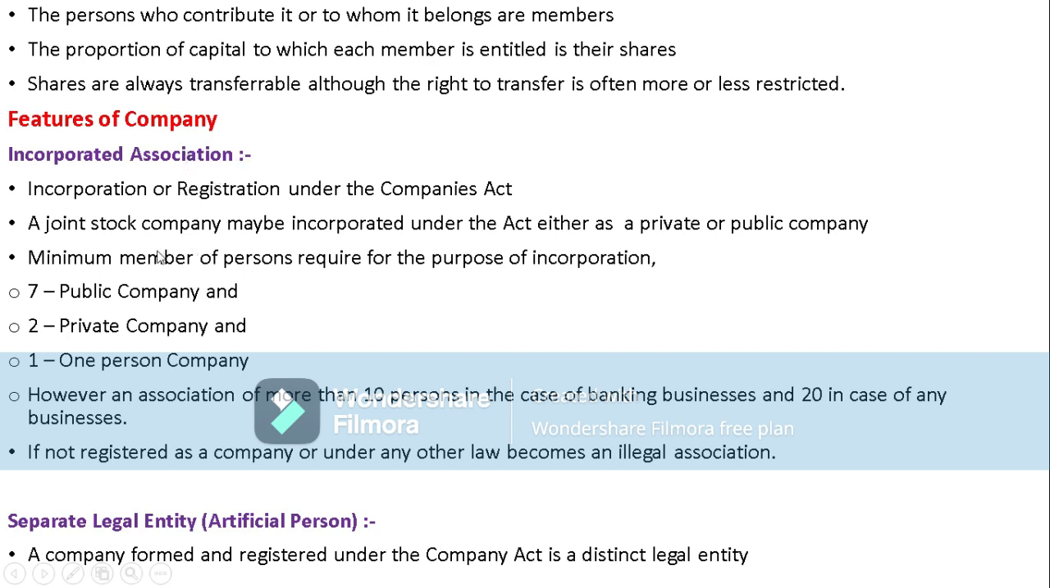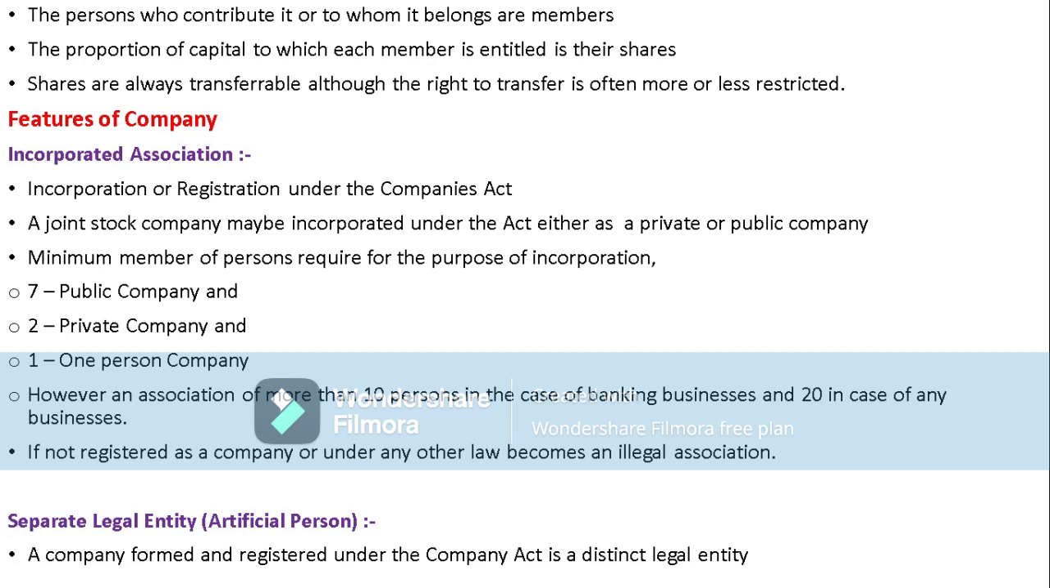And coming to the minimum number of persons required for the purpose of incorporation. While going for registration of a company, there are certain rules and regulations to be followed by the public limited company, private limited company, or OPC, one person company. So what is the minimum number? Here the minimum number is 7 for a public limited company, and the maximum number is unlimited.